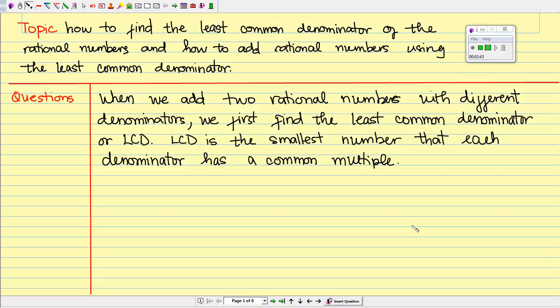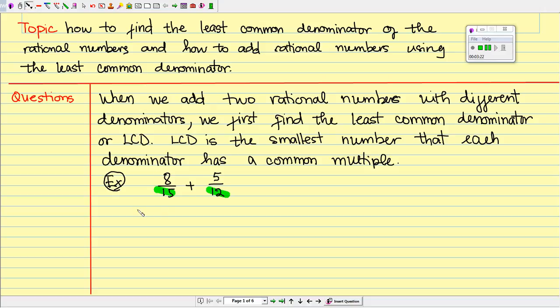Now let's begin with this example. It will make more sense. Let's say we are asked to find the sum of the two rational numbers with different denominators, 8 over 15 plus 5 over 12. So again, the denominators are 15 and 12.